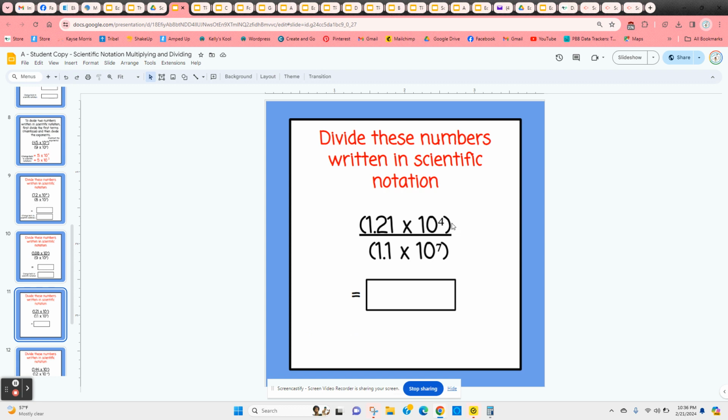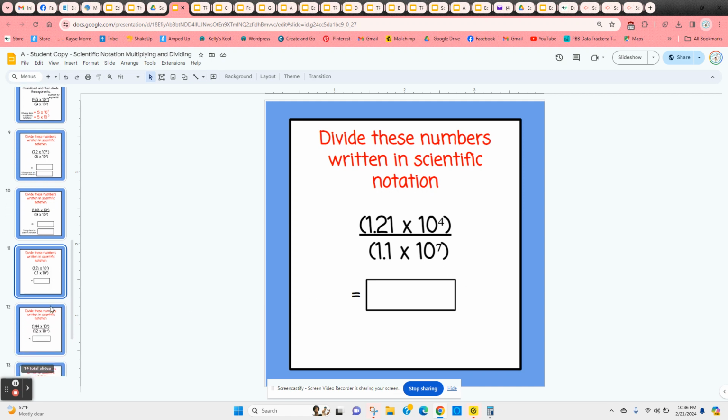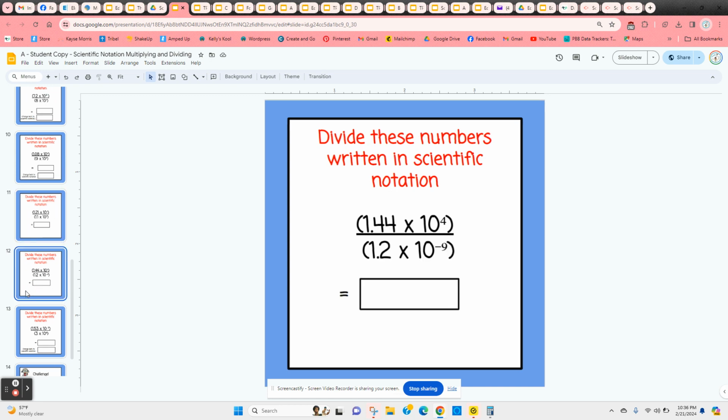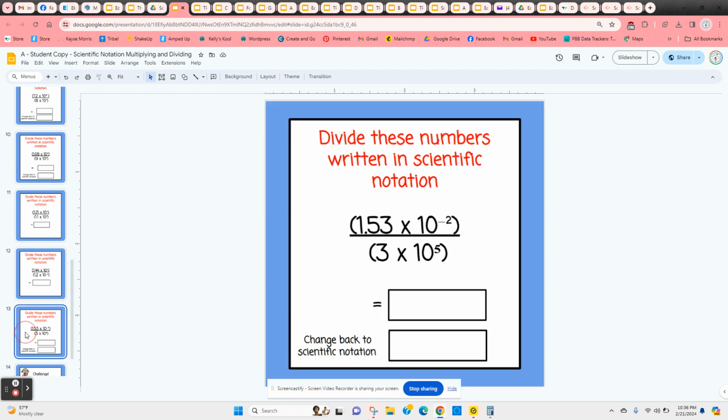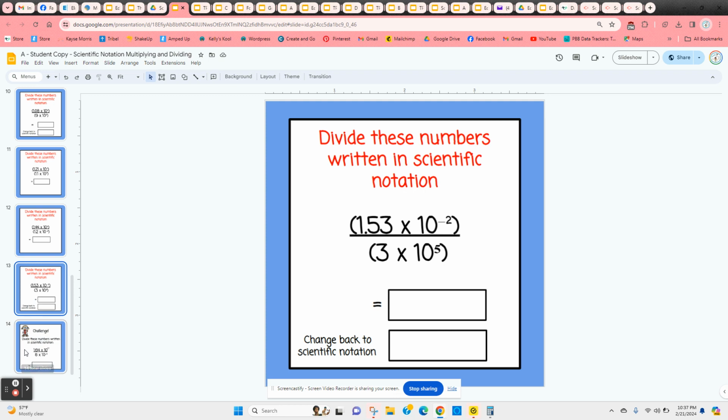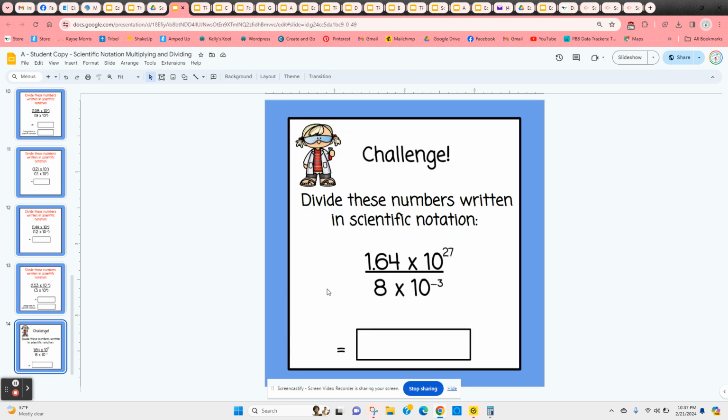It gets a little bit tricky here. Here we have 4 subtract 7, so that's going to give us 10 to the negative 3 power. And here 4 subtract negative 9 would be 4 plus 9, or 10 to the 13th power. And here 10 to the negative 7 power. So they need to know their integers.